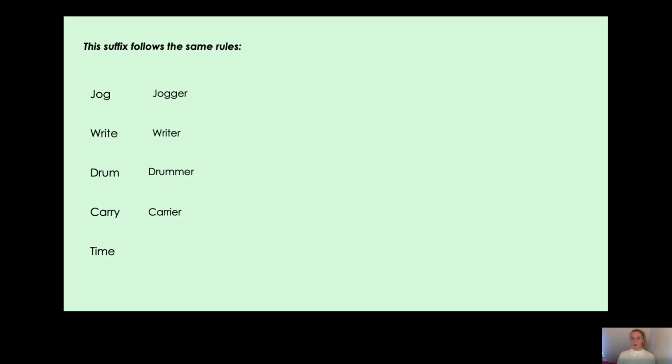Now, what about the last one? To time something. What would you do with that? Yes, that's right, it ends in an E. So we need to get rid of the E before adding our suffix er to make timer. Fantastic. Well done if you got those right. And it's really easy, isn't it? Because it follows the same rules as the suffix est, which is very handy. Because if we can remember the rules for the suffix est, we can apply them to our suffix er.